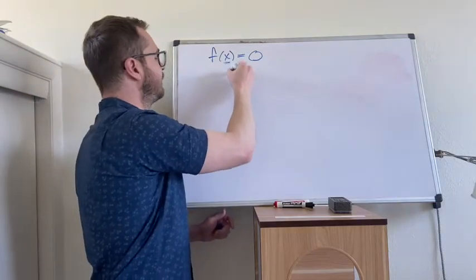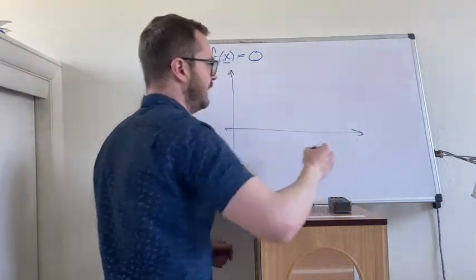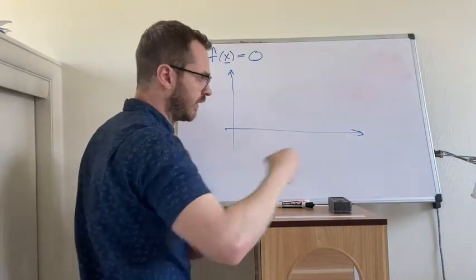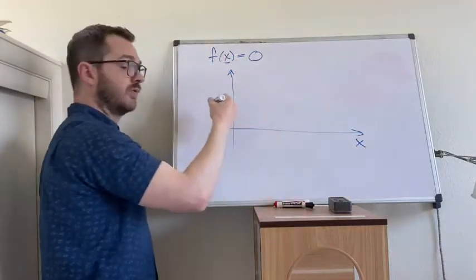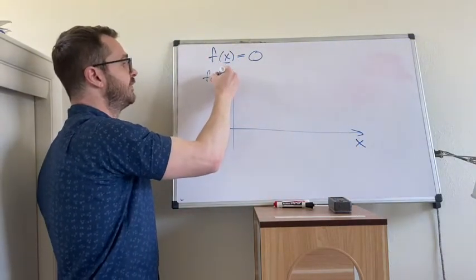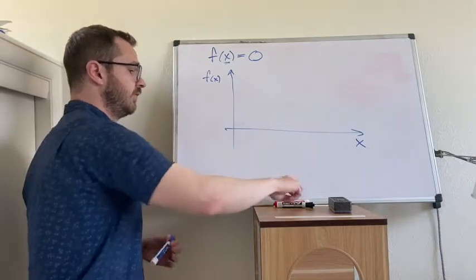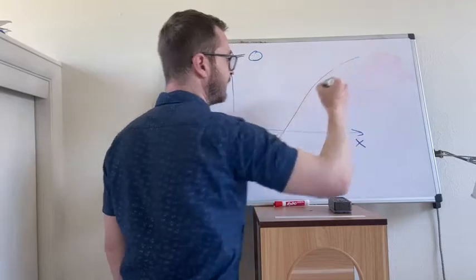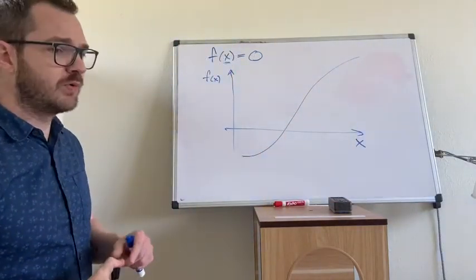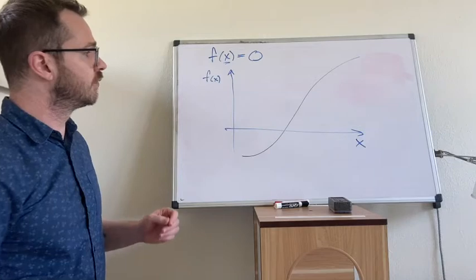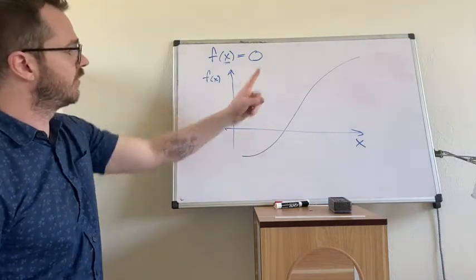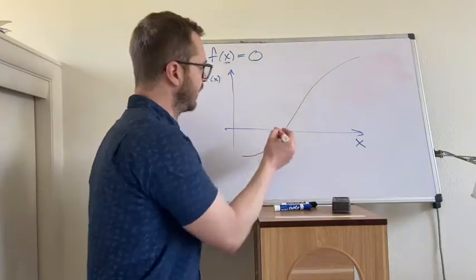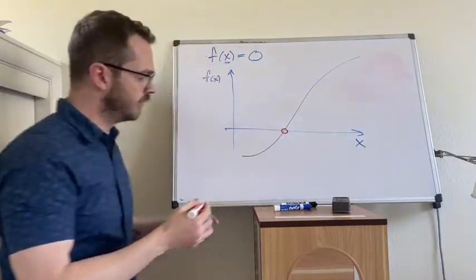So let's start just by plotting it, and let's do a general function. Here are our axes. We're looking at x on the horizontal, and we're plotting f(x) on the vertical. So here's the function, doing something like this. To get started with Newton-Raphson, we're going to pick one point somewhere on this curve. We can see that the root is obviously right here. There you go, there's the root.